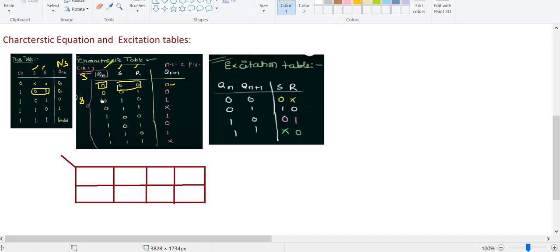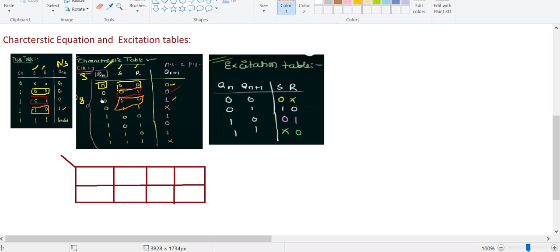In the second case, S is equal to 0 and R is equal to 1. You can observe what I am getting here: 0 is my output. Therefore, I represented 0 as my output. Next, the third case, when S is equal to 1 and R is equal to 0. Here you can observe the output: you are getting the output as 1. So I kept 1 as my output.